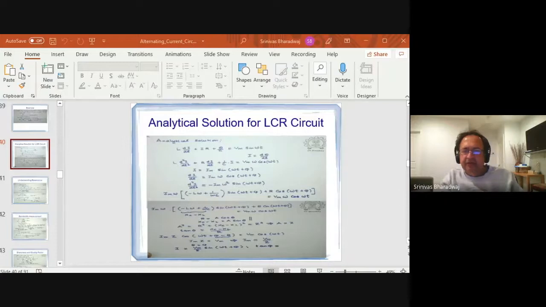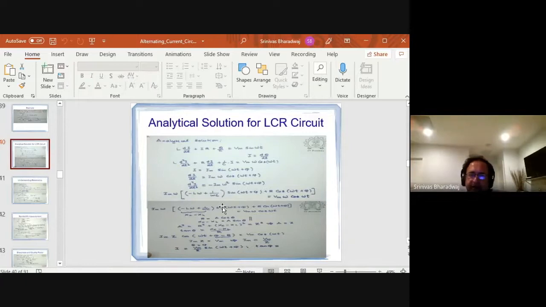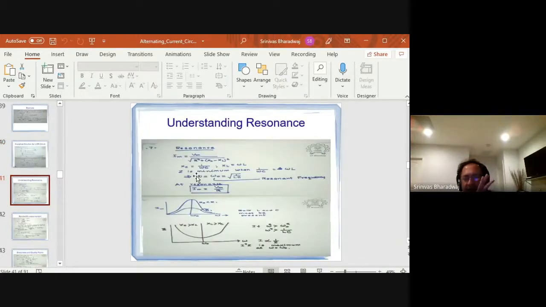So let me continue. Today we are continuing the discussion of the LCR circuit. In LCR, one takes the impedance and divides it by the resistance, and that gives you the tan of the phase angle. Tan phi equals XC minus XL by R, right? So now the next idea is called resonance.